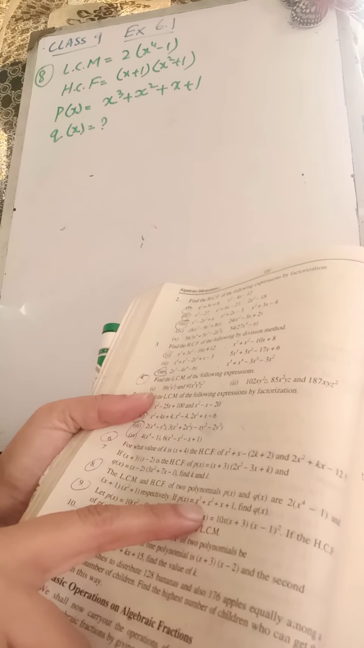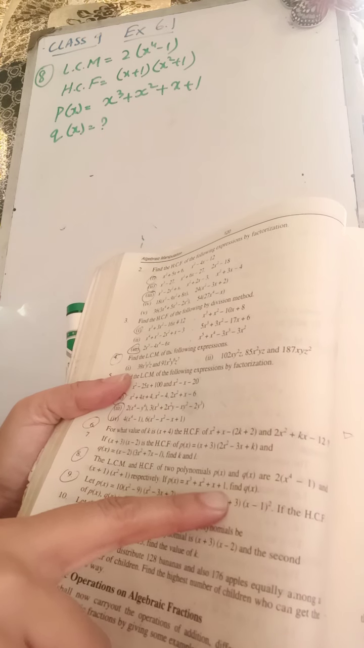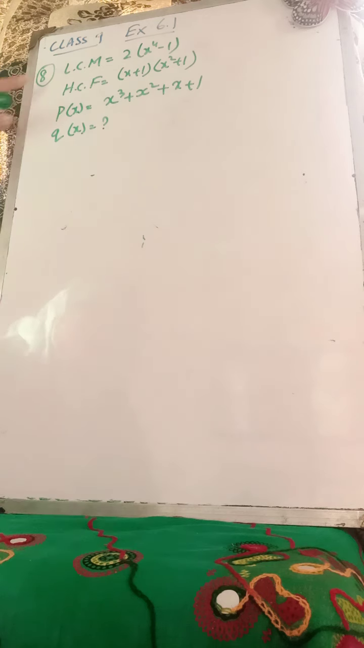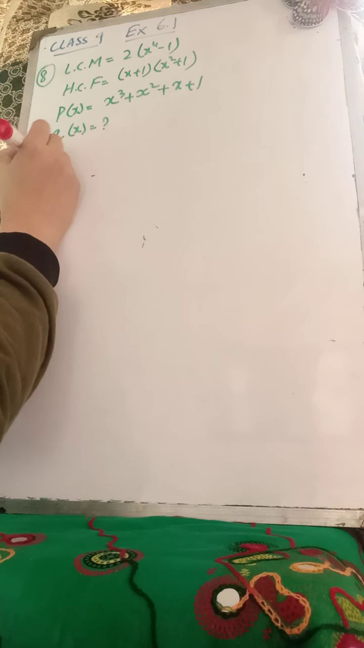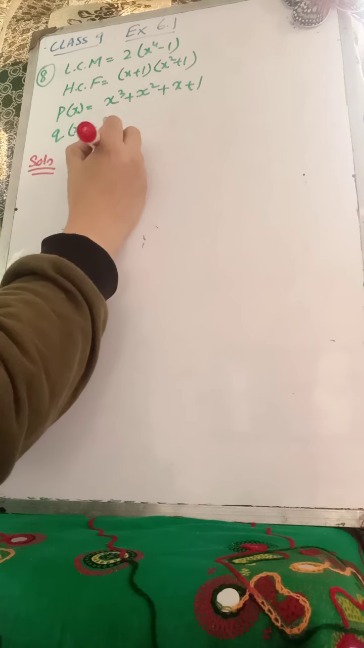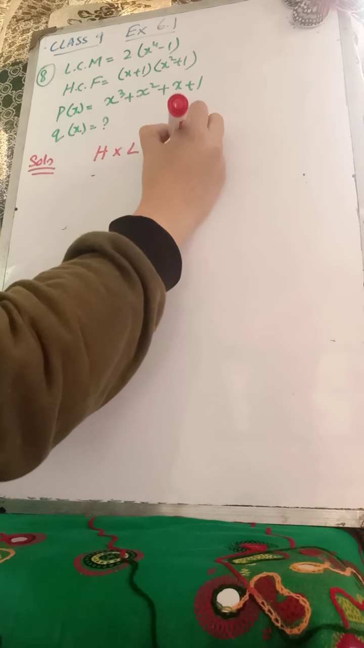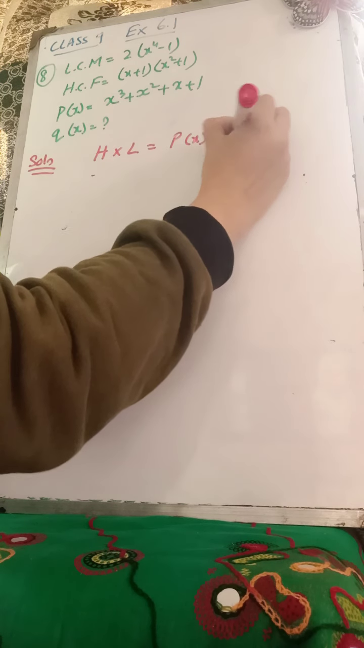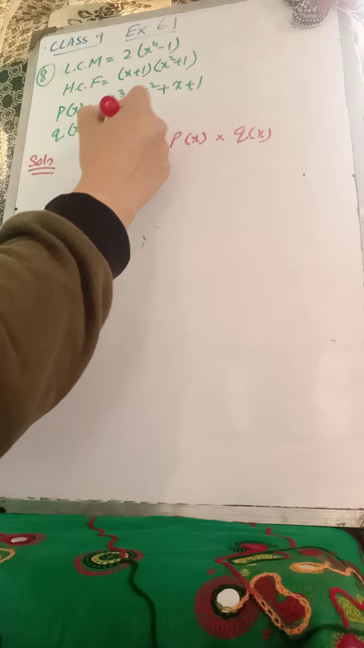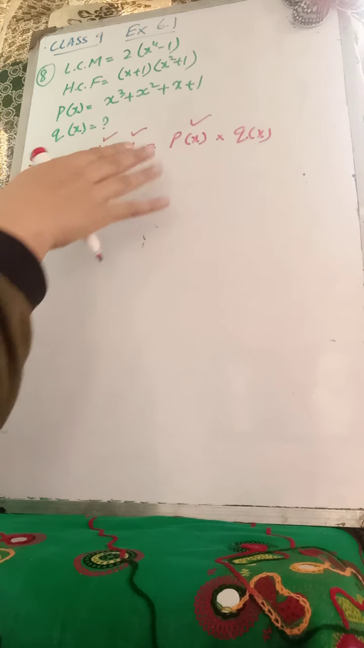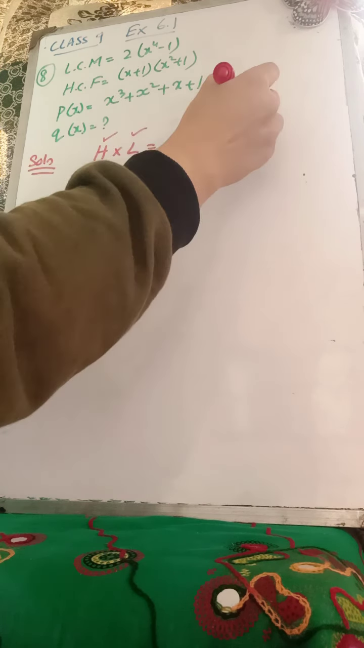It is given that P of X is x cube plus x square plus x plus 1. You have to find Q of X. So over here we are given the LCM, the HCF, and one polynomial, and we have to find the other polynomial. As I have told you, we know that the product of HCF into LCM is always equal to P of X into Q of X. So over here we are given H, L, and one of the two polynomials. We have to find this Q of X.